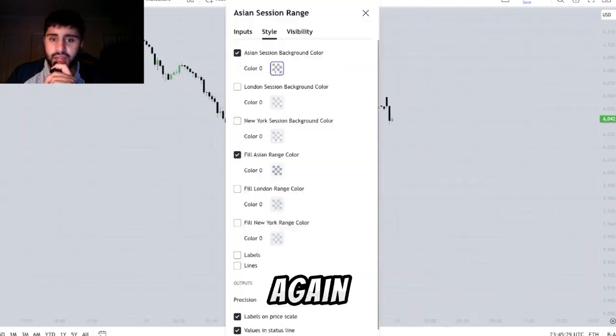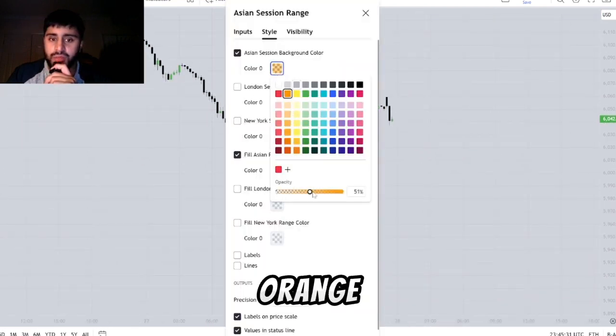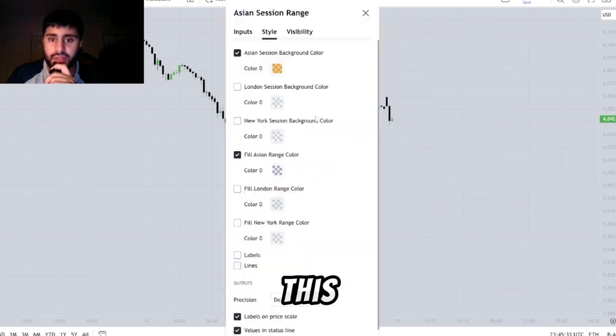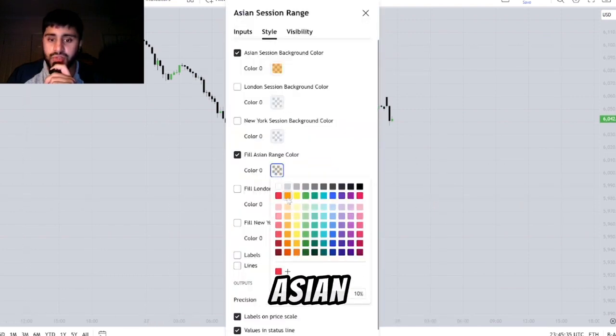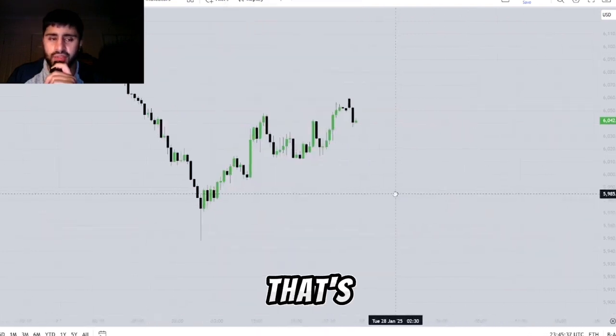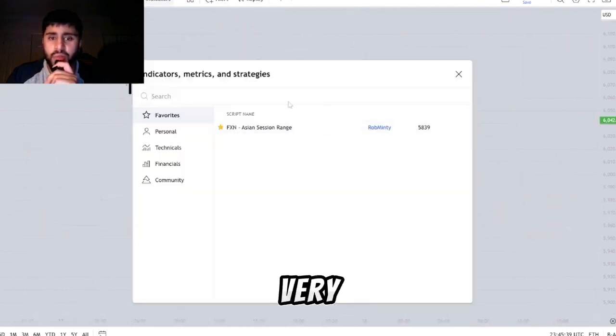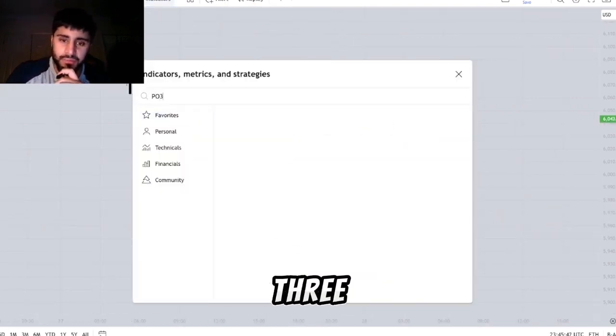If we just get this up again, the Asian range color is going to be in orange. We'll get that up. So this is, of course, the Asian range here in orange, right? That's the first thing. The second thing we look for, a very, very important indicator, is the PO3.